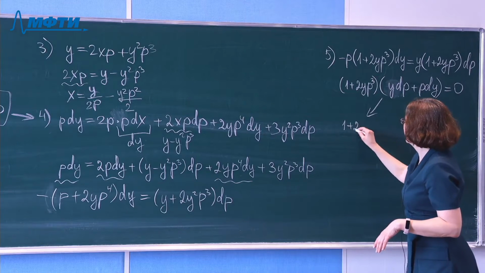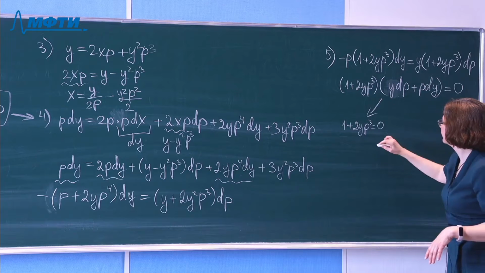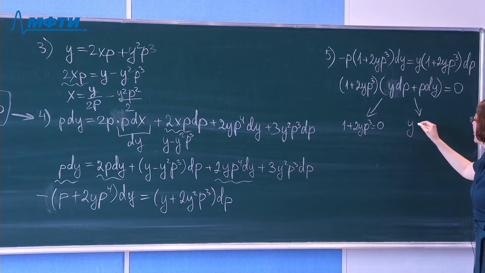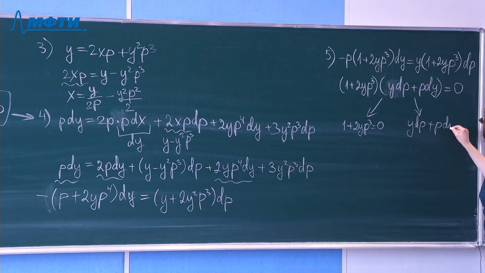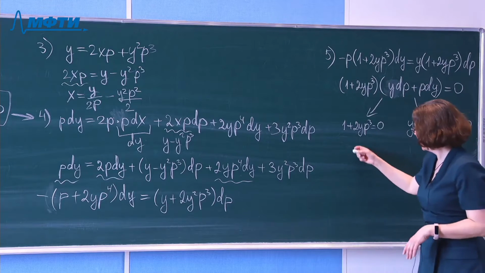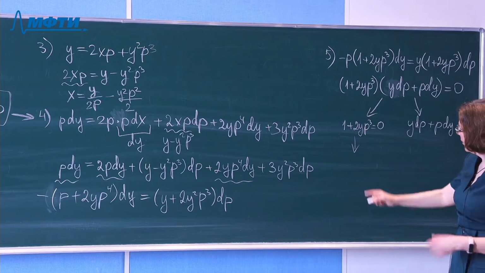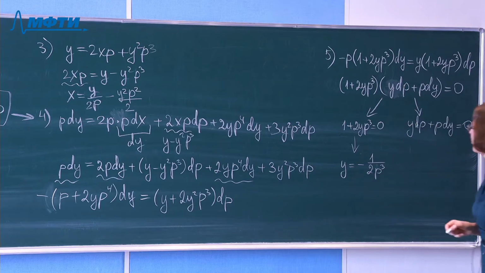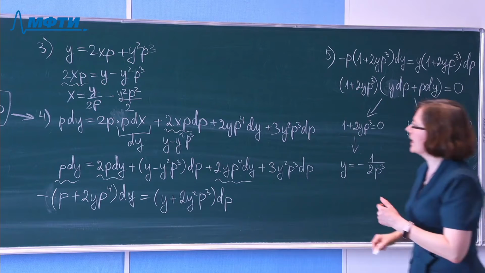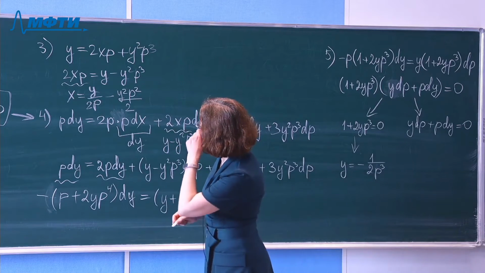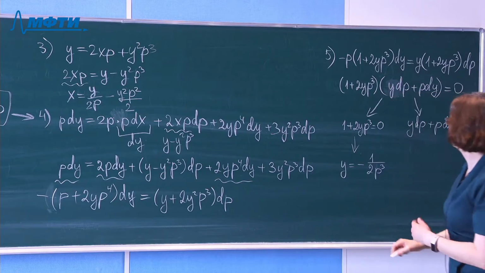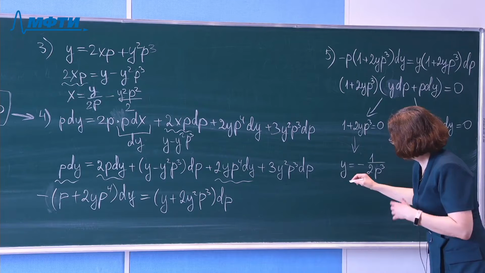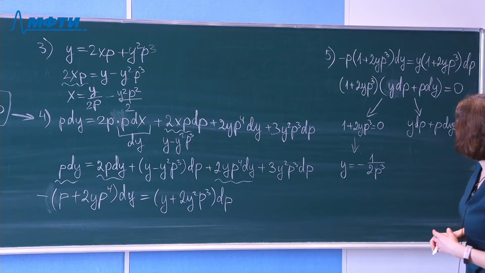The first case when 1 plus 2y p cubed equals 0. And the second one is y dp plus p dy equals 0. Okay. And now we need to solve both cases, right? To solve both equations. From this equation, we have y equals minus 1 over 2p cubed. Okay, and together with this formula, we get the first solution, right?